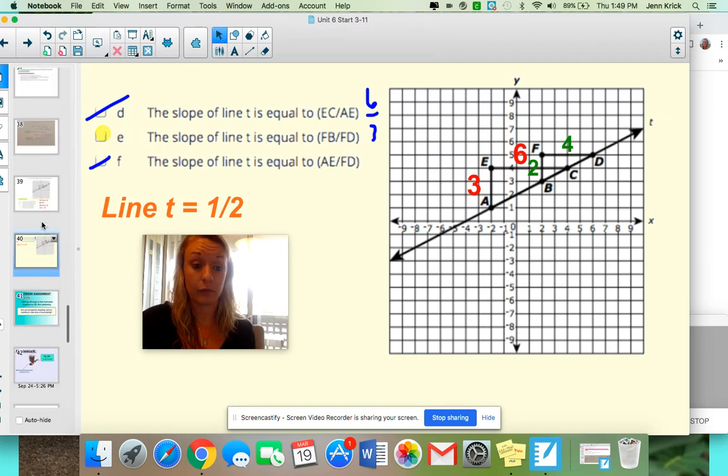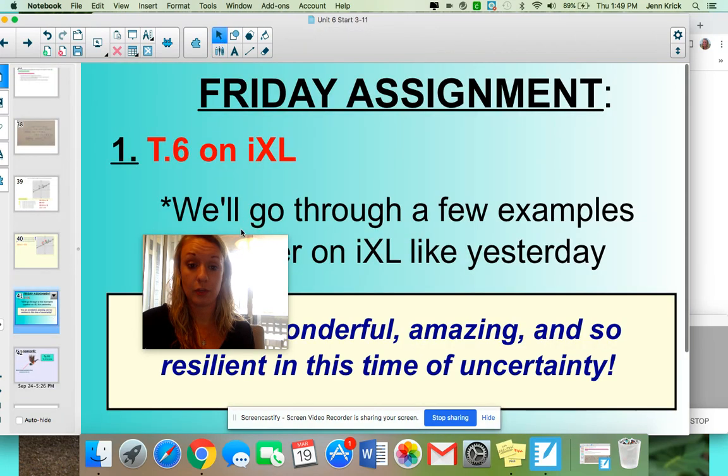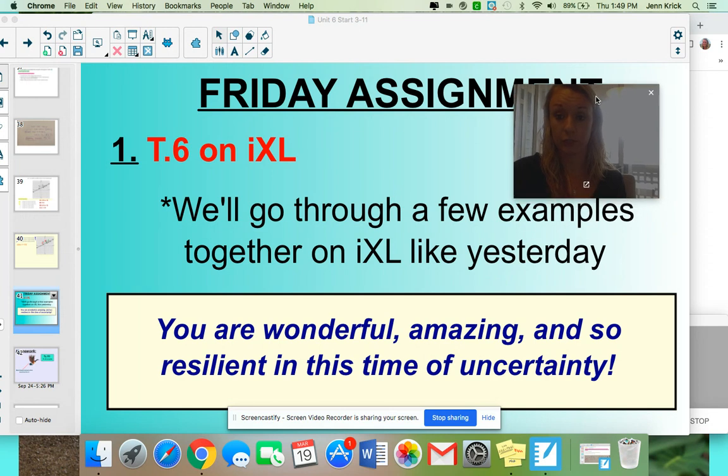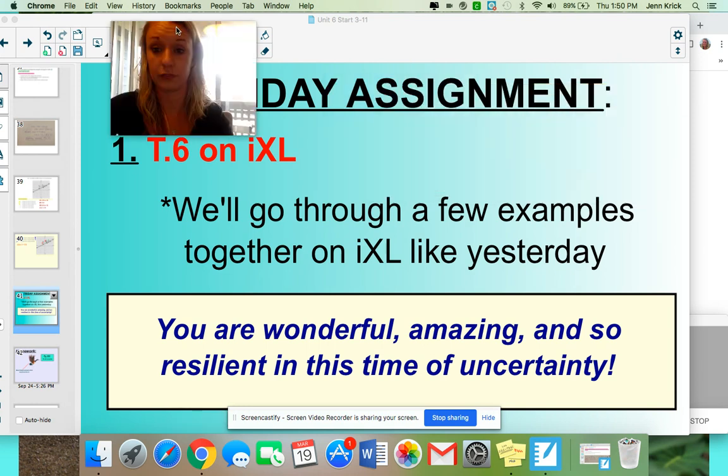Okay, really close to being done, I promise. Your homework tonight, just for your Friday, is T6 on IXL. Make sure that you guys are doing the correct one. It is T6. I've seen some weird things, you guys are choosing different ones. It is T6, my friends. You need to get to a SMART score of 80 before you can stop. So let's talk about how to do that on IXL because it's a little bit different.